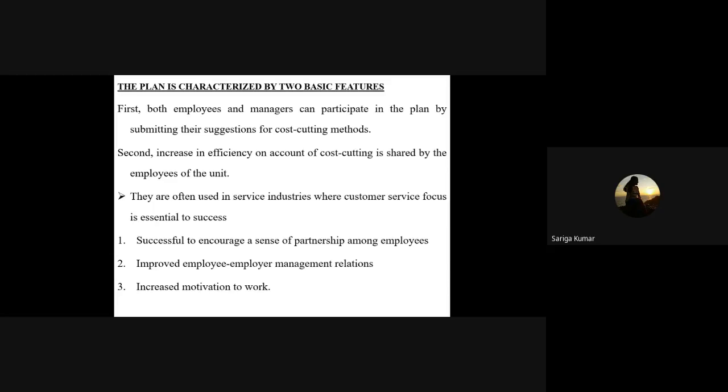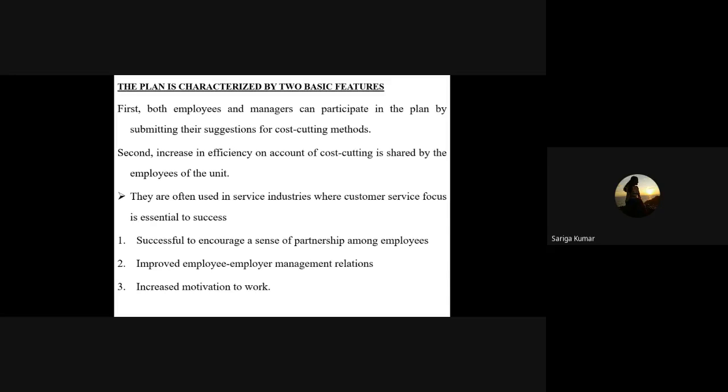The second is increase in efficiency on account of cost cutting. Cost cutting is shared by the employees of the unit, where those people can also increase the efficiency by having some good ideas about how best cost cutting can be used in the organization, giving due respect to quality production and customer satisfaction. So this is often used in the service industry; the Scanlon plan works especially well in the service industry, which focuses more on customer service.